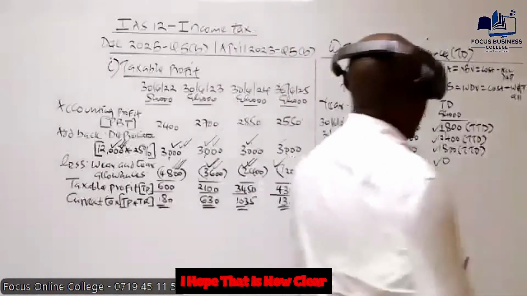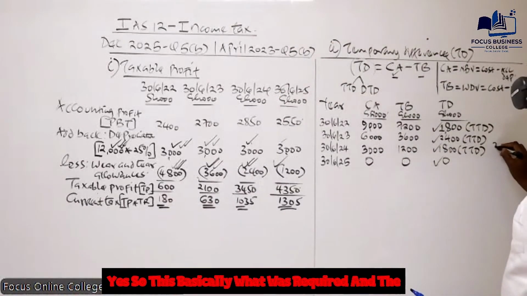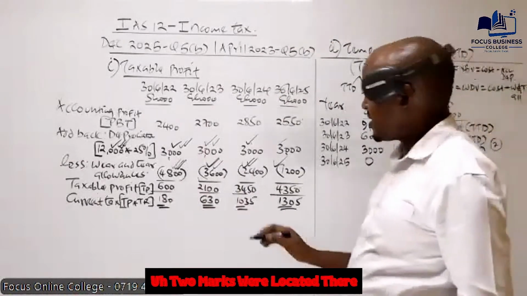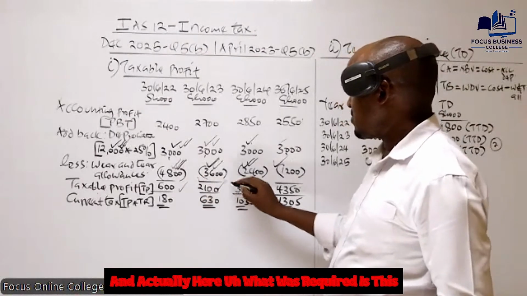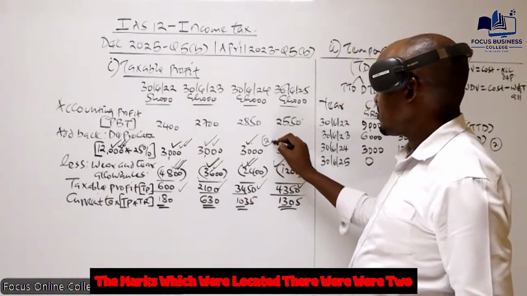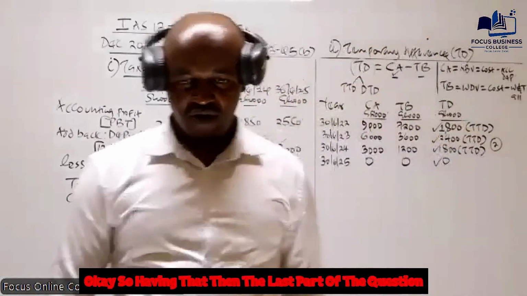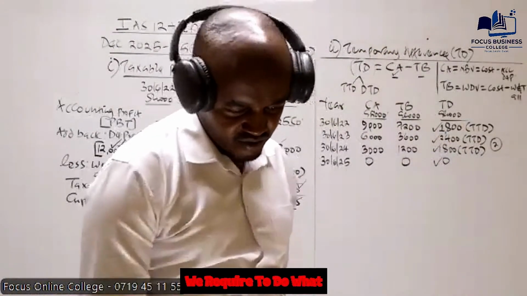I hope that is now clear. Yes, so this is basically what was required, and the 2 marks were located there. And actually here, what was required is this. The marks which were located there were 2. Okay, so having that, then the last part of the question, we required to do what?